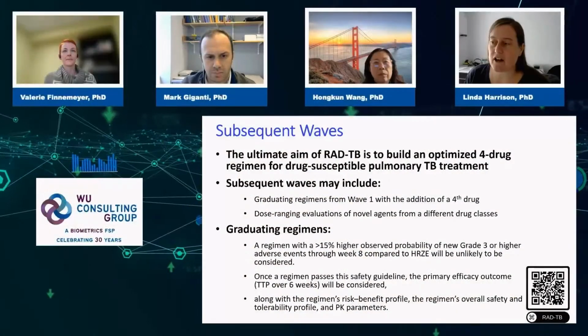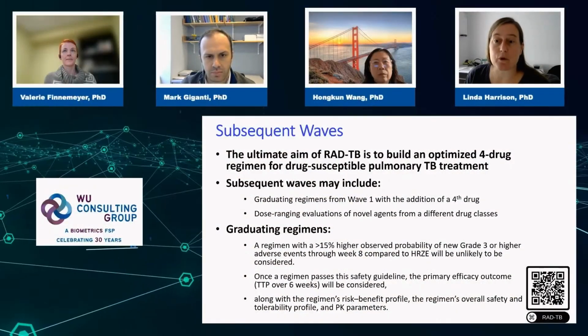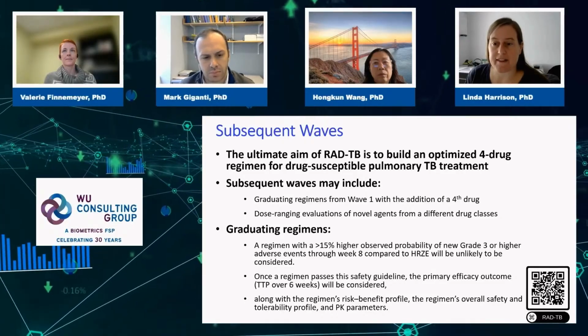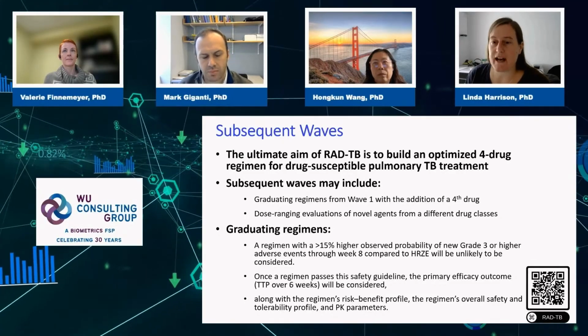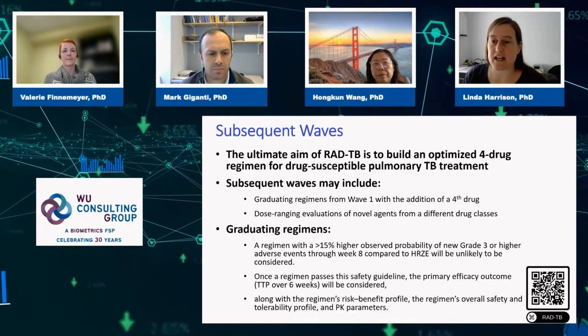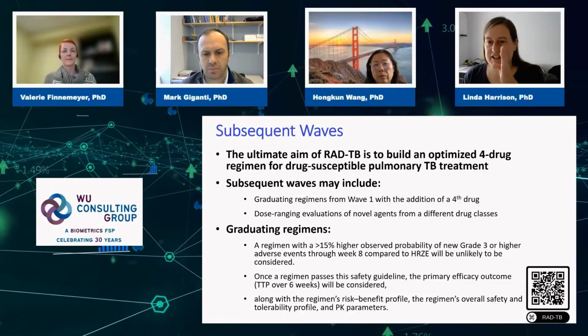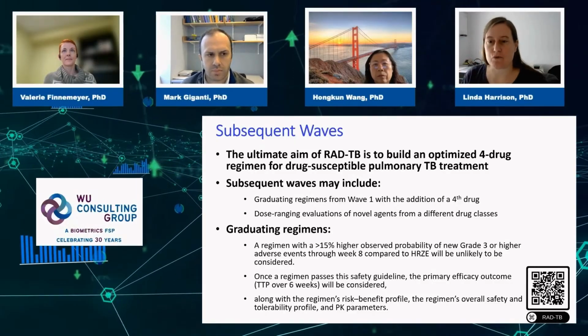So we're basing our efficacy outcomes on TB cultures, and a TB culture takes 6 weeks to grow in the lab. So we won't have available efficacy data until really the end of the study, because it's a 6-week efficacy outcome, then 6 weeks to grow. So we're basing our interim reviews on safety, and really that graduation criteria about the 15% observed higher probability of grade 3 or higher adverse events at the end of the study.